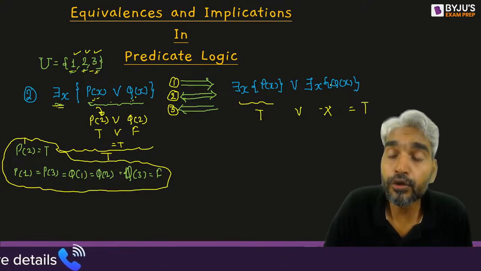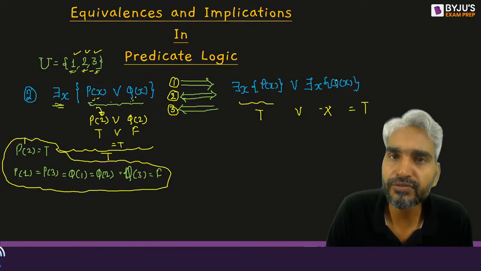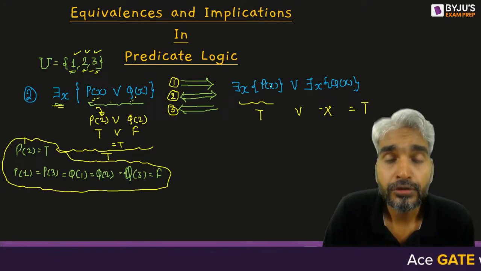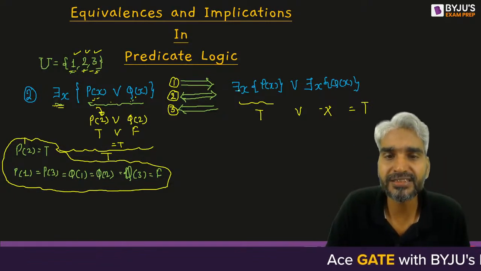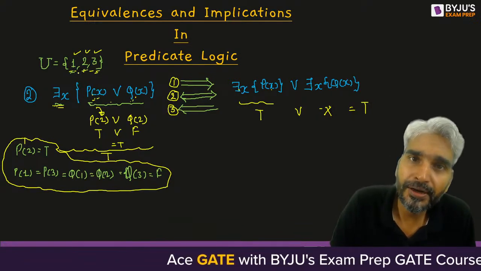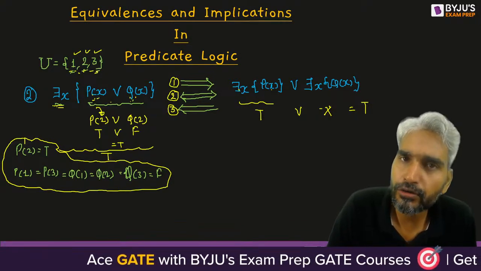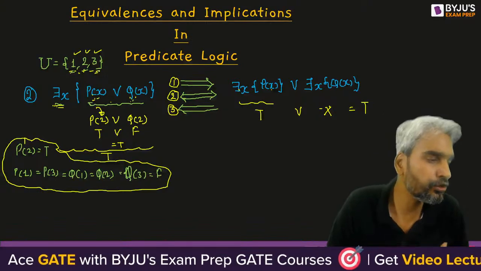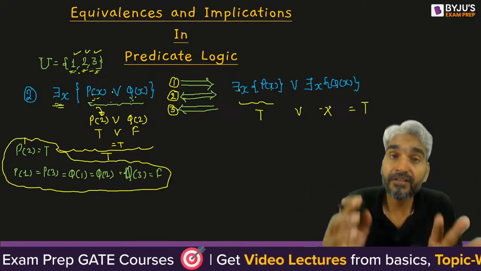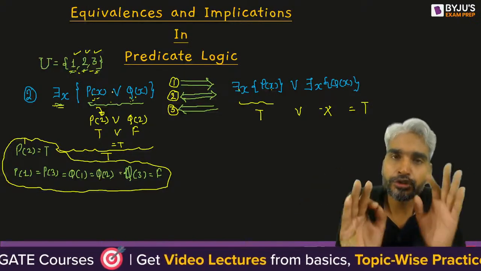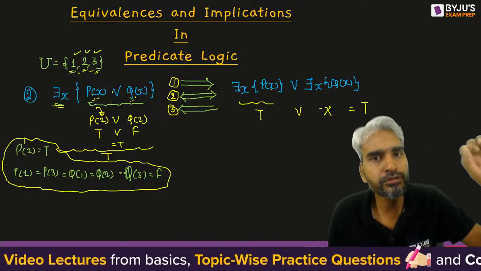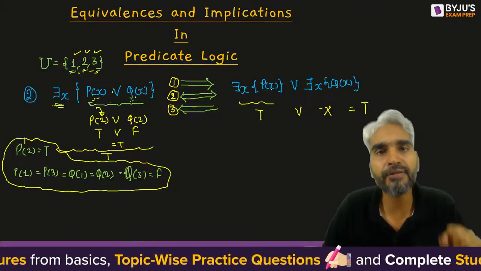Let's assume all the values of Q are false, but if at least one value of P is true for at least one element in the universe, then there exists X, PX will return true, right? So here also either P will be true for at least one X or Q will be true for at least one X. P and Q may be true for more than one value of X, but LHS will be true if P or Q is true for at least one value of X. I am saying if P or Q is true for at least one value of X, then what will happen with the RHS?